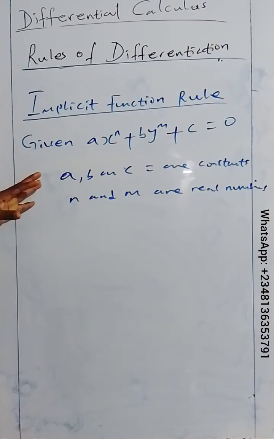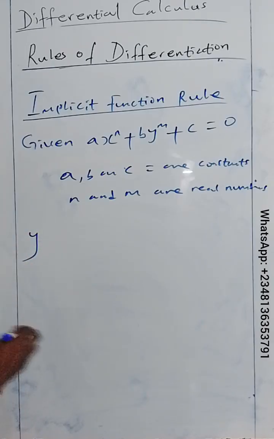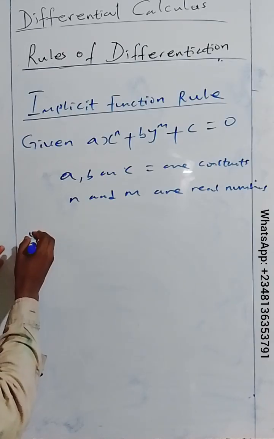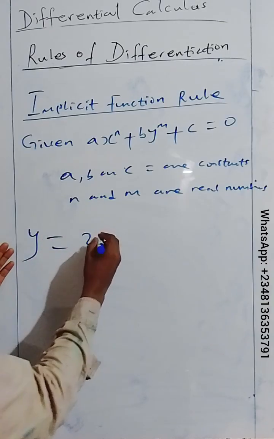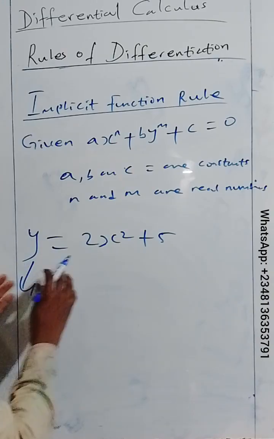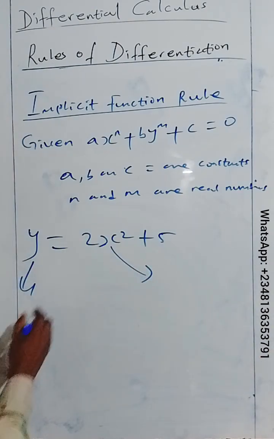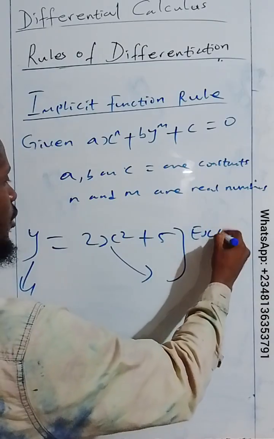Before we start applying this rule, let's first differentiate between implicit function and explicit function. The functions we have been dealing with in our previous classes are explicit functions. An explicit function is one in which we have the dependent variable on one side and the independent variable on the other side. For example, y equals 2x squared plus 5. You can see we have the dependent variable on one side, separated entirely from the independent variable on the other side.